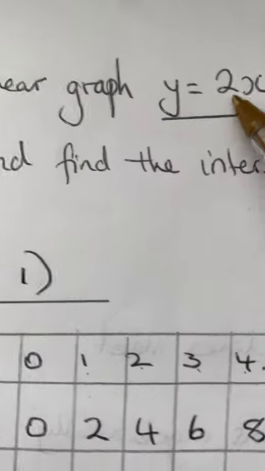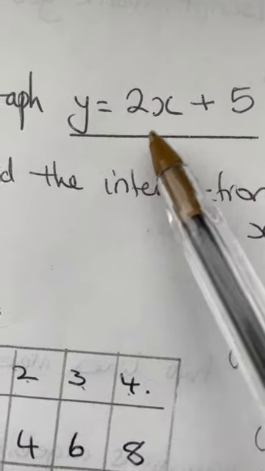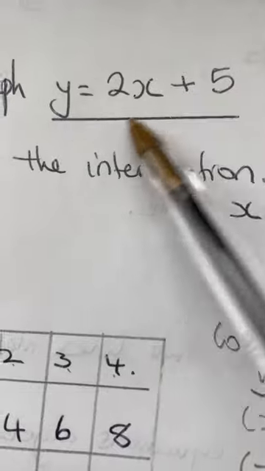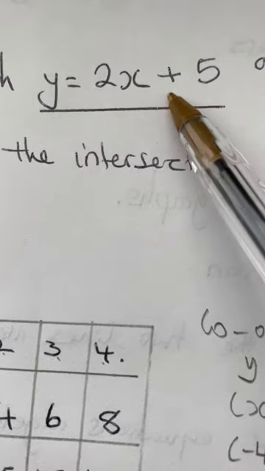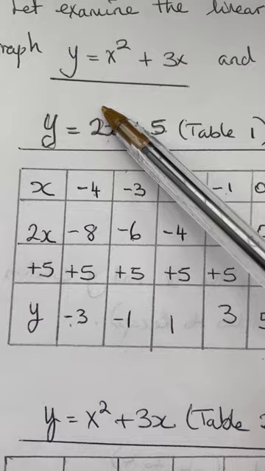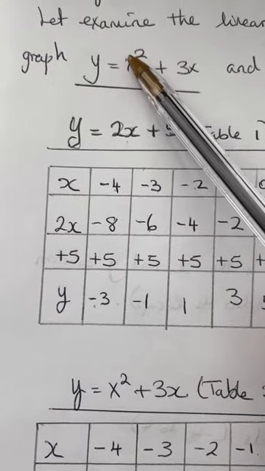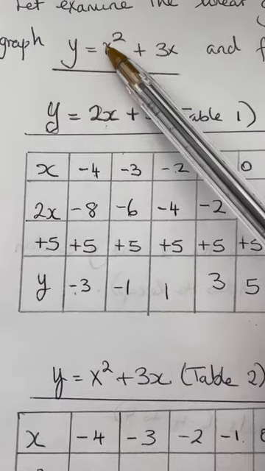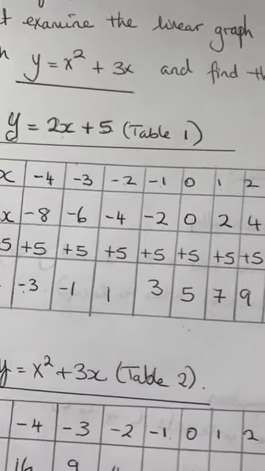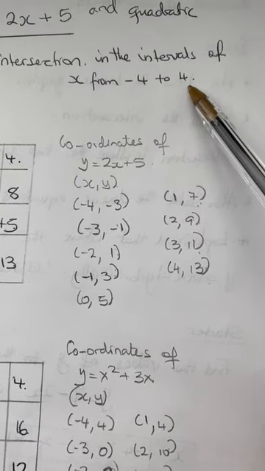So here, let's examine the linear graph. Here x is to the power 1, so that's a linear graph. They might not tell you in the question, so you might have to deduce that this equation is going to give me a line on a graph. And a quadratic graph, again, you might not be told, because of the x squared, this will come out as a curve. The mathematical word for the curve is a parabola. And find the intersection in the interval of minus 4 to 4.